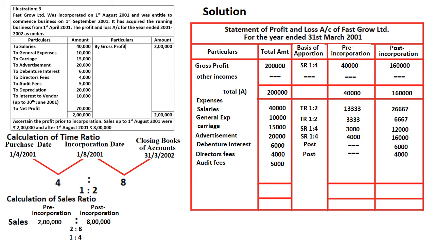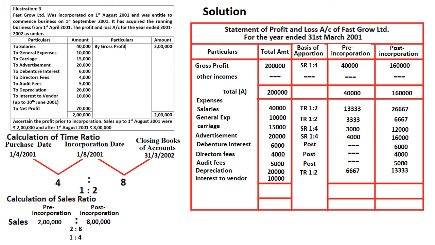After audit fee, we have depreciation, always on time ratio, so when you divide, it will be 6,667 and 13,333. After depreciation, we have the most important item, that is interest to vendor. Total amount is 10,000, but we have paid up to 30th June only, that is April, May, June, right? So how to write this? Because we have incorporated on 1st August and we are paying up to 30th June only. So up to 30th June falls in pre-incorporation. Therefore, the total amount will be written in the pre-incorporation, right? In the post-incorporation, we don't write anything.